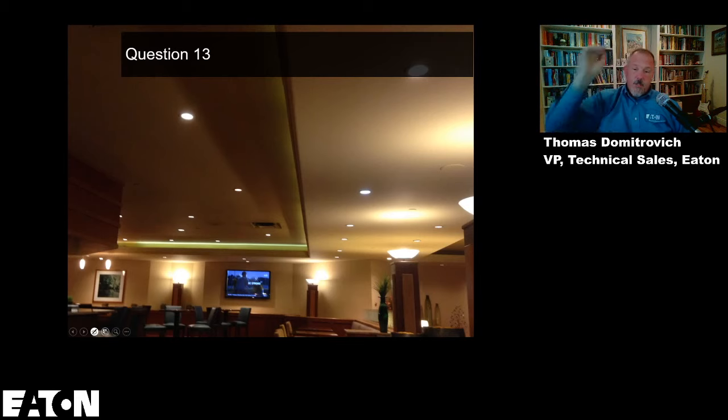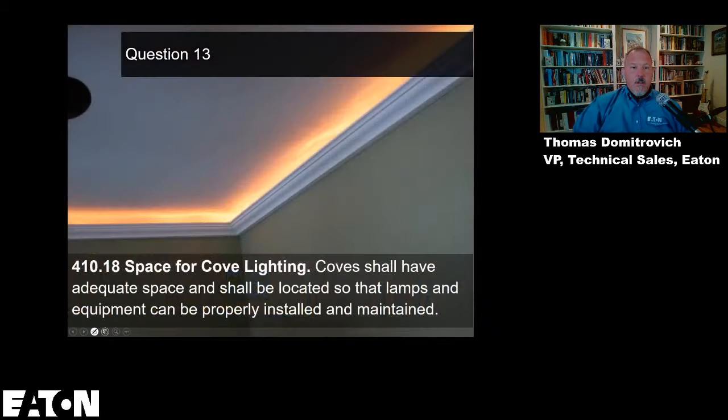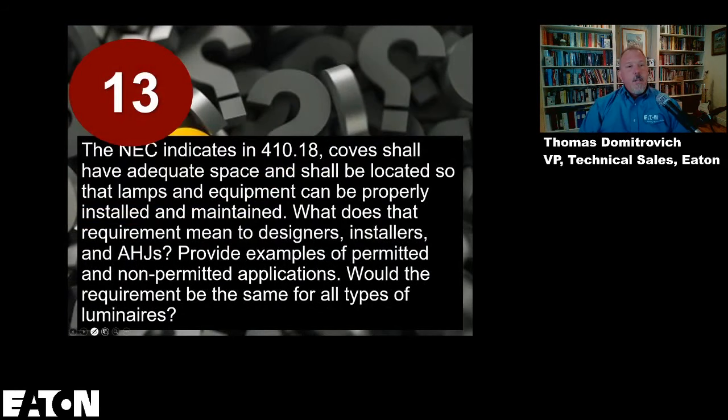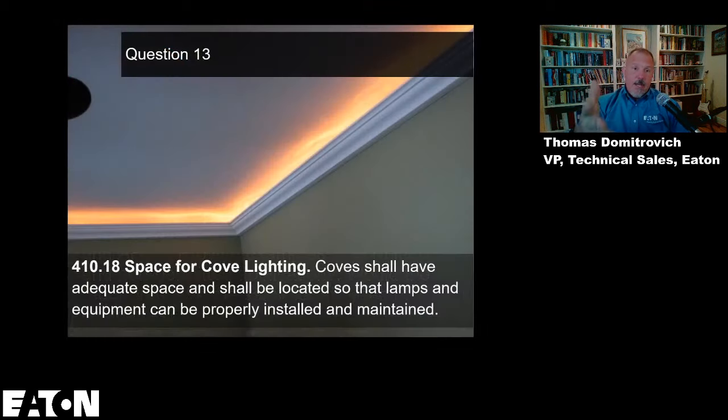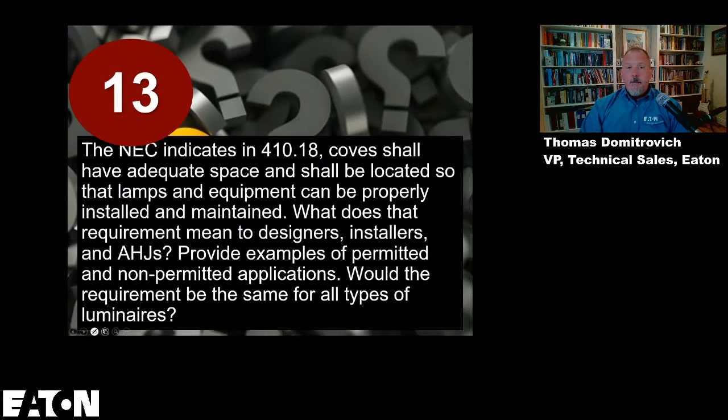So let's go back to the question. The question was, what does that requirement mean to designers, installers, and AHJs? What it obviously means is you're going to have to design it so that lighting like this is accessible. It can be maintained, meaning if I have to change a bulb or a light strip or whatnot, I'm going to have access to that. There are various ways to get that done. Permitted and non-permitted applications, I couldn't find too many good images. I don't know if anybody else has images.